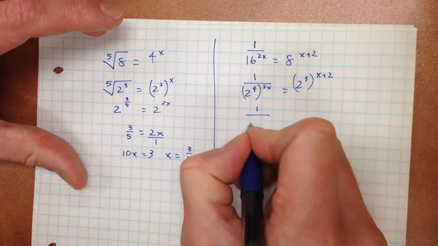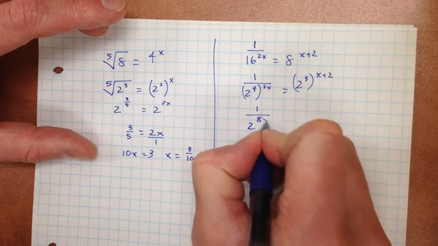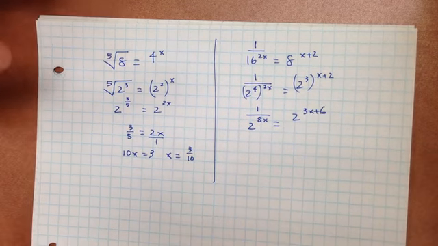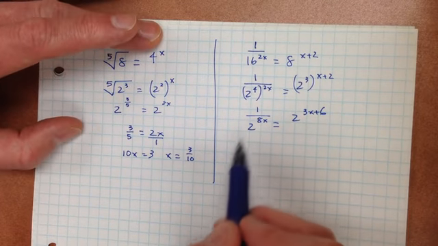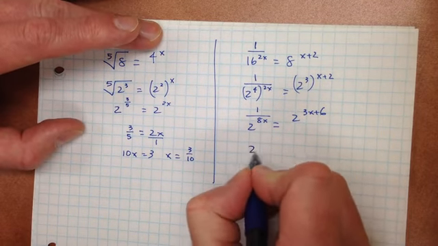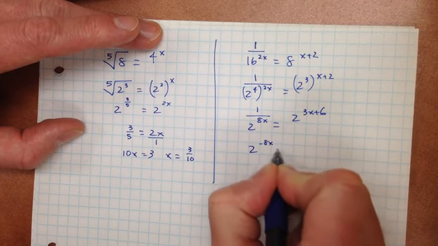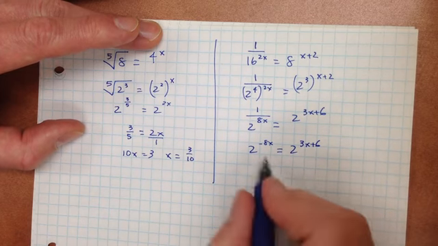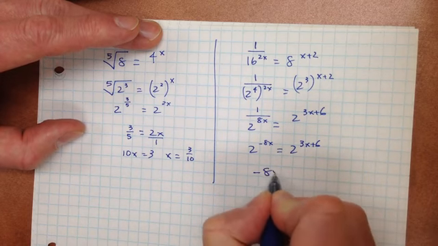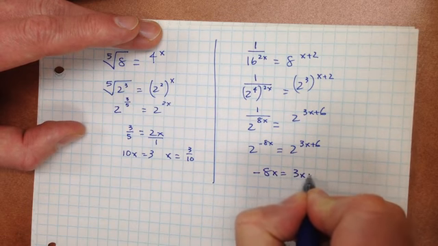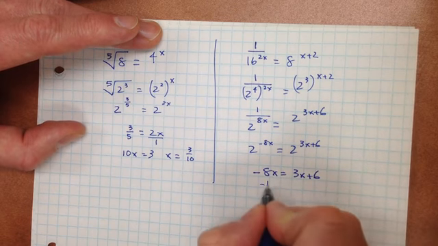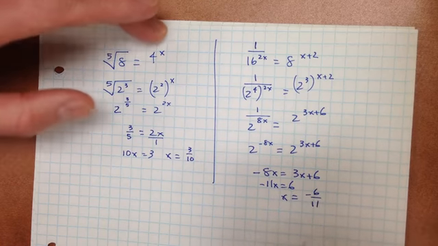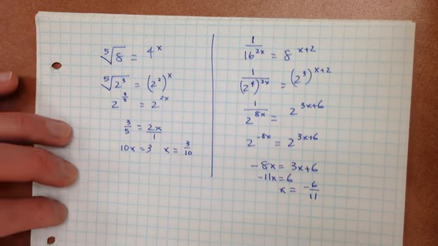Okay, so 1 over 2 to the 8x equals 2 to the 3x plus 6. Got to get this thing upstairs, so change its position by changing the sign of that exponent. There you are. You can set those exponents equal. Subtract 3x. Divide by 11. x equals negative 6/11.